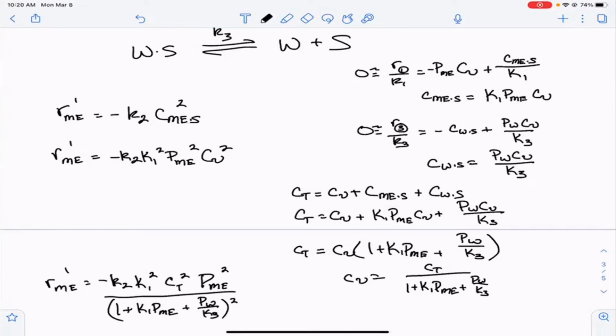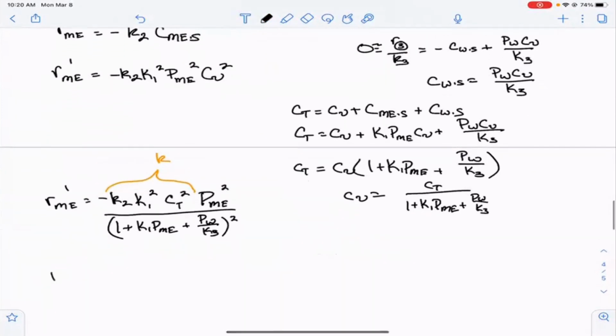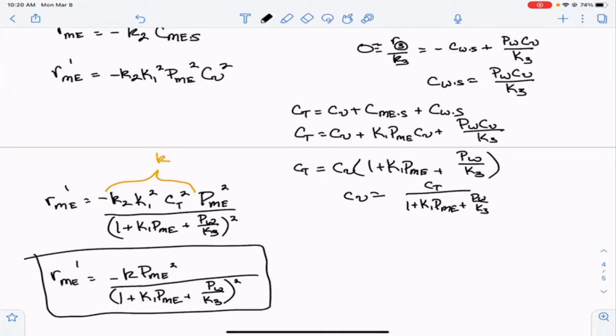Okay. The last thing that I'm going to do here is combine these constants and call them K. And RME prime equals minus K times the pressure of ME squared divided by 1 plus K1 times PME plus PW over K3 squared. And there's our rate law from our proposed mechanism. We got there essentially using the same steps that we've used for all of the other problems that we've solved so far this semester.